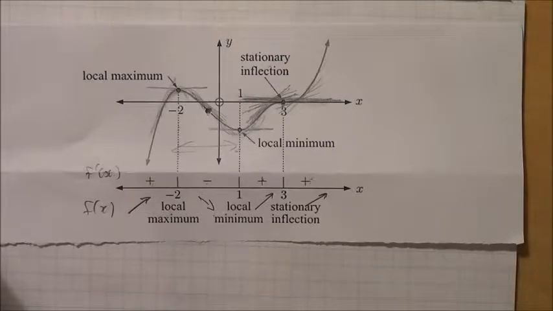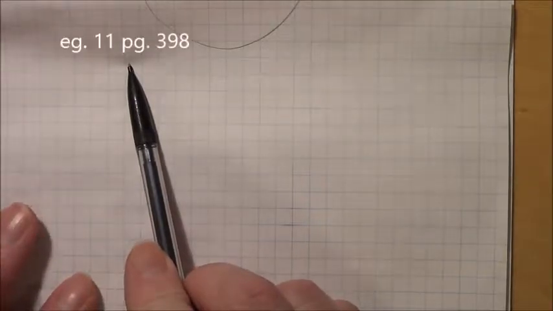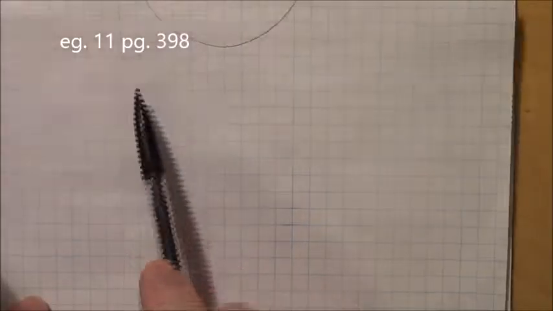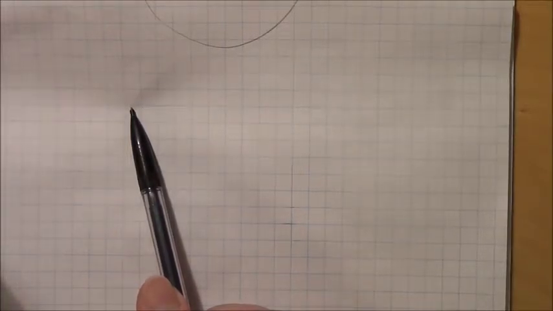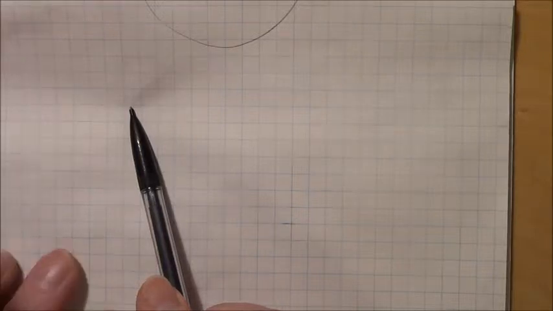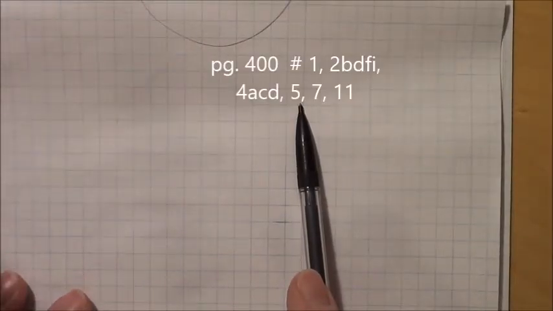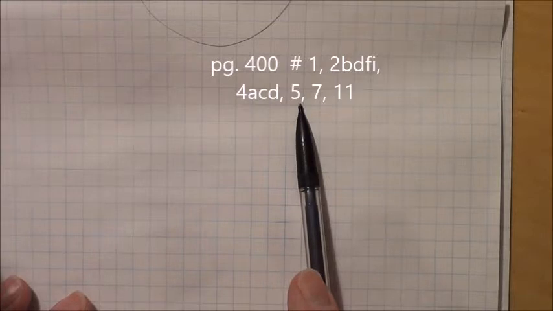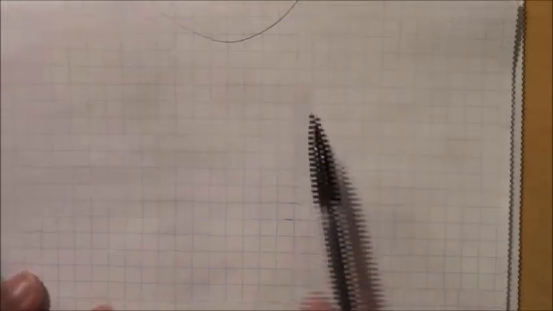Okay, so we're going to look at a few examples tomorrow in class, and in the meantime what I'd like you to do is take a look at example 11 on page 398. Look through examples 12 and 13 on page 399, and please don't hesitate to click on the self-tutor to have her explain the solution of those examples to you. And then I'd like you to peruse through exercises 1, 2BDFI, 4ACD, 5, 7, 10, and 11 on page 400. That'll get you all primed and ready to go before tomorrow's work through of examples.